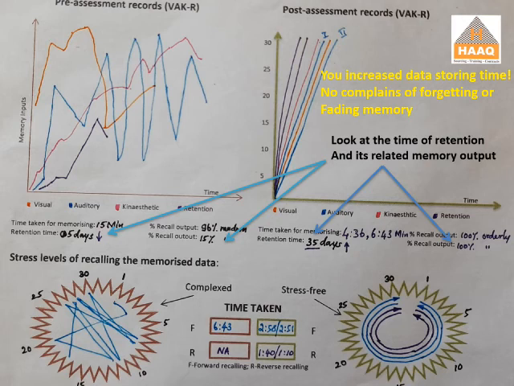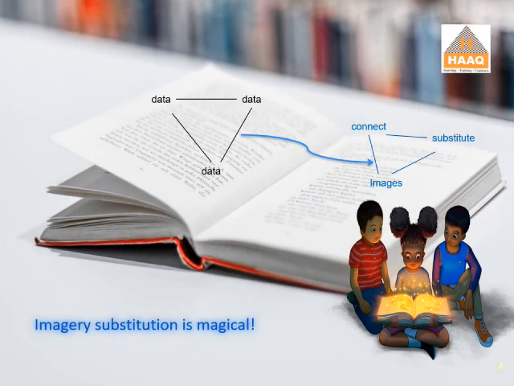So, what is the magic behind that? We are going to convert all your usual data inputs into an imagery substitution method. So we are going to convert all the data into images and we're going to teach you how to connect them and how to substitute them so that you can become one of the best learners, with a lot of grasping power and concentration, and you will be an organized learner.